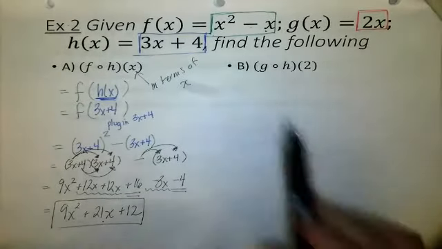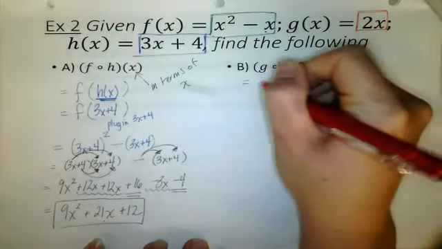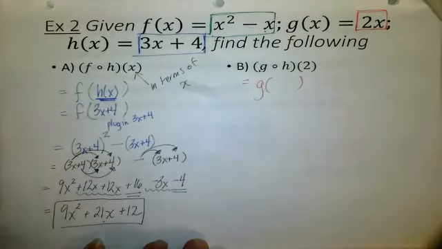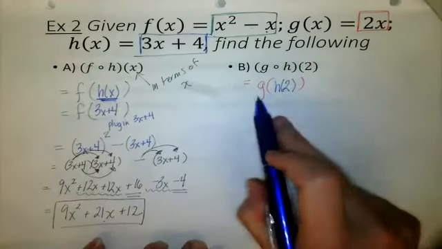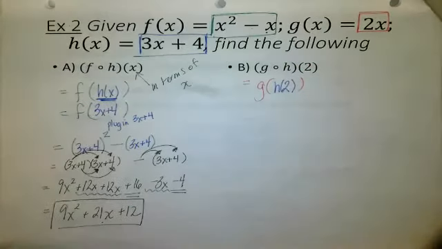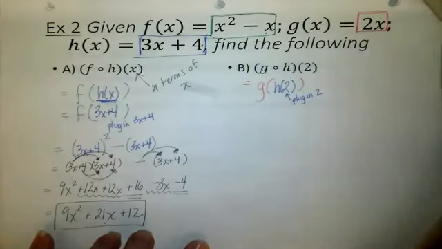All right. Last one here, we have g of. So that's going to be g of. And what's on the inside? H of 2. Very good. G of h of 2. This one's numeric. We're plugging in a number this time. So that 2 means plug in a 2.